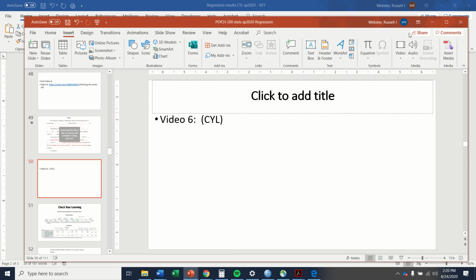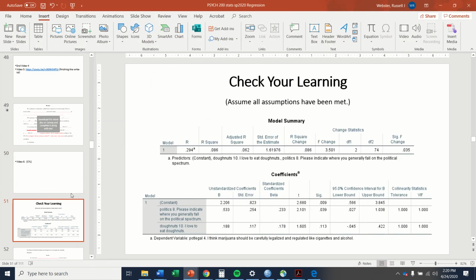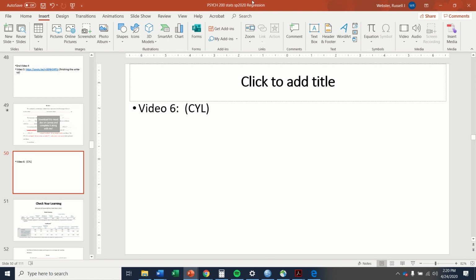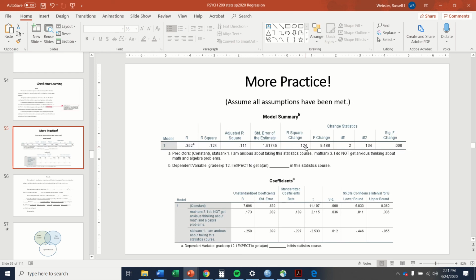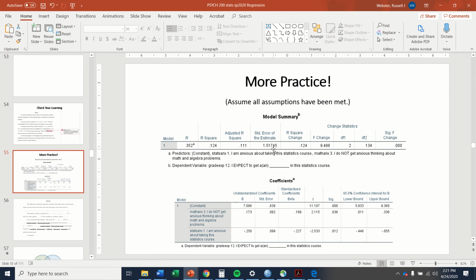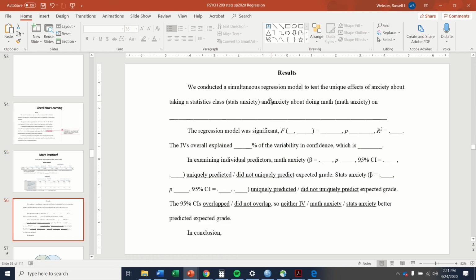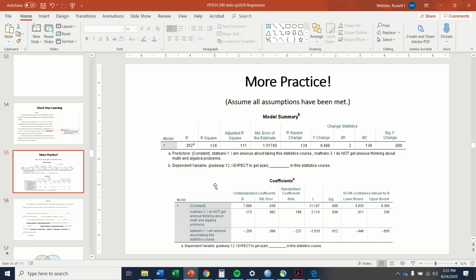If you want more practice, there is a more practice exercise here, looking at the effects of math anxiety and stats anxiety on expected grade. So how do math anxiety and stats anxiety uniquely predict expected grades in the course, right? If you want to do that practice exercise, I have the model right up here, and you can do that, and then I will post the answer key in the PowerPoint here.